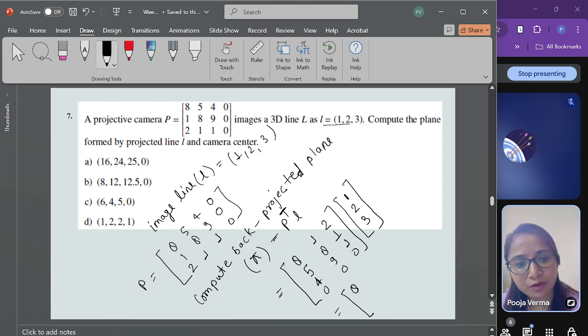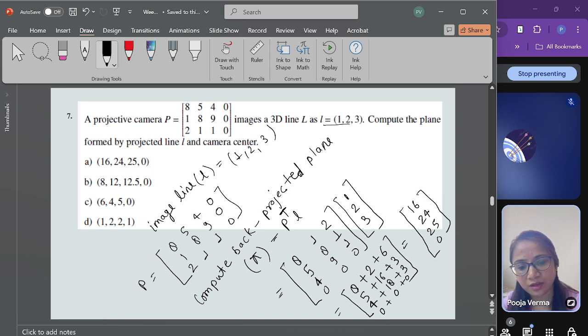So 8 into 1 is 8 only, 1 into 2 is 2, 2 into 3 is 6. Then 5 into 1 is 5, 8 into 2 is 16, plus 3. Again 4 plus 18 plus 3, right? And the next one is 0 plus 0 plus 0. So here you will get 16, 24, 25 and 0, right? 16, 24, 25 and 0.